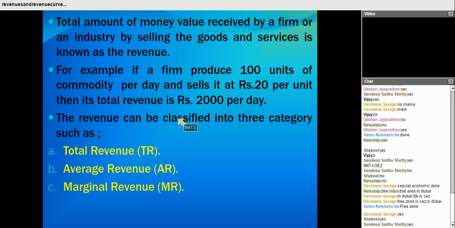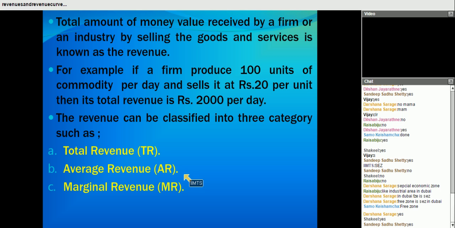So the example is very simple. If a firm produces 100 units of a commodity per day and sells at 20 per unit, then its revenue is 2000 per day. Okay. So now there are three categories to this revenue: total revenue, average revenue and marginal revenue. Total revenue is, as given in the example, the revenue which comes from the sale of all units. So the formula is very simple.